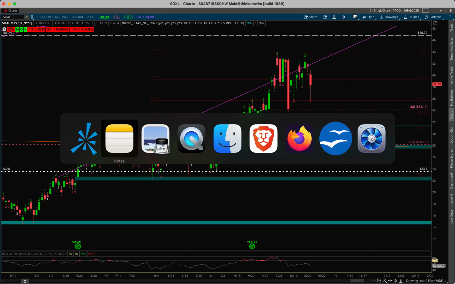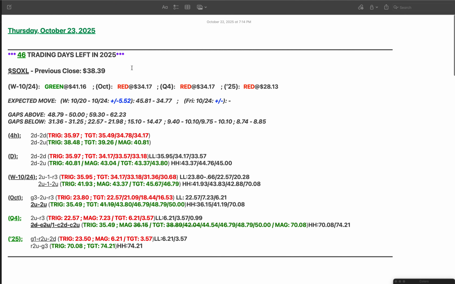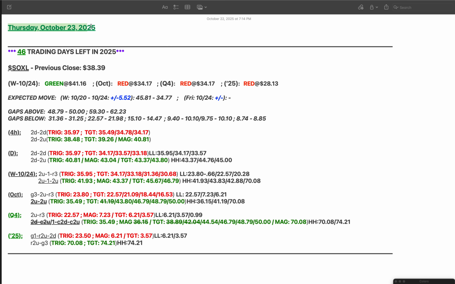Let's look at our notes just so we can look at the hard numbers, right? And so looking at the notes for Thursday, October 23rd, there will be 46 trading days left in the year on Thursday, and the close price for Wednesday's action was 38.39. That does put us below that 41.16 open for the week, so that flips the week red. So that's why we've got in our notes here, the week flips back green at 41.16. Right, the month, the quarter, and the year, they're all still green at this point, but we do know what those levels are where they'll flip to red.